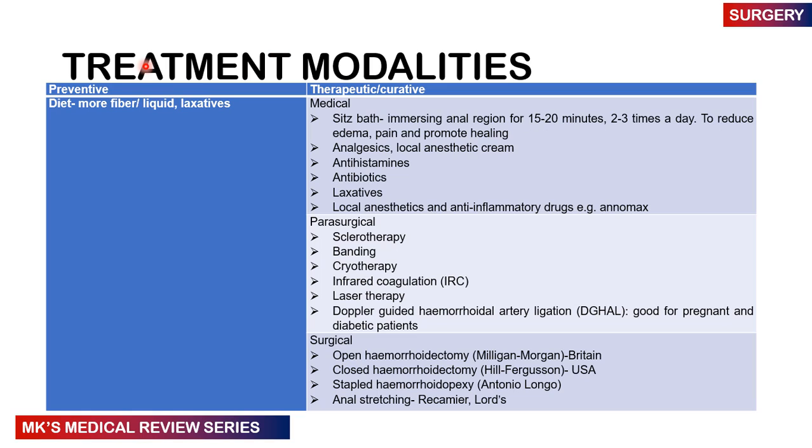So the preventive measure is of course diet. So we increase the fiber, we increase the liquid content in the diet, we may use some laxative. There are some medical therapies that we can do. Sitz bath can be done. So we just immerse the anal region for about 15 to 20 minutes for about 2 to 3 times a day. And of course, you can get some warm water that has some salt in it.